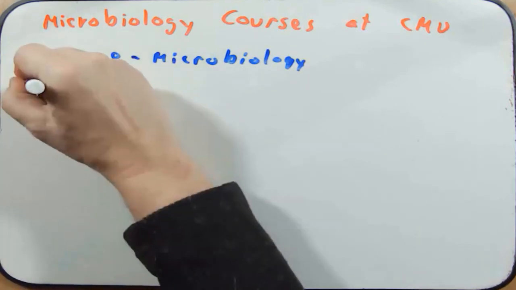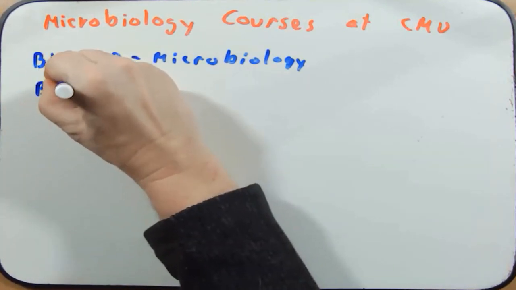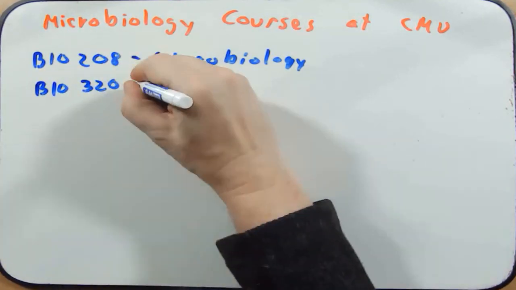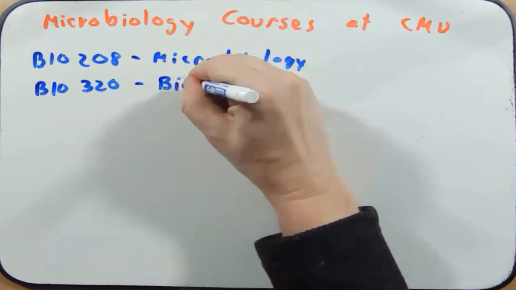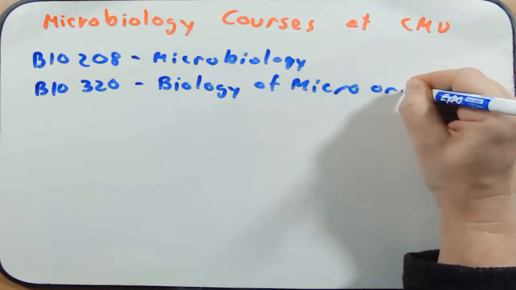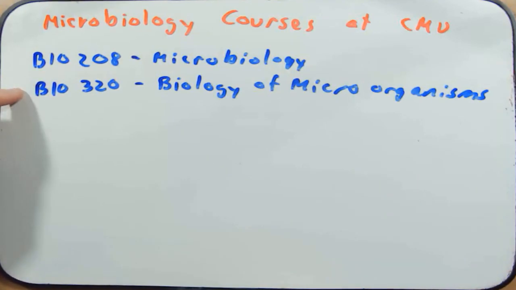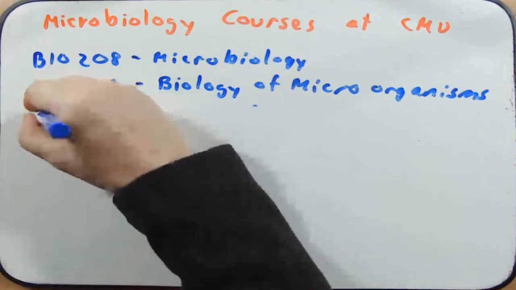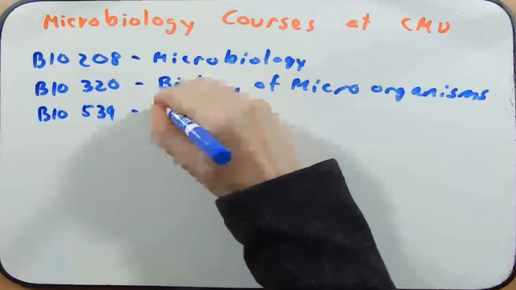The next course I want to mention to you is Biology 320, and this is called Biology of Microorganisms. Now, this is the microbiology course that you take if you're a biology major. So if you want to learn more about microbiology, once you're done with the 5 core courses of our program, then you can take Biology of Microorganisms. Biology 539. This course is called Virology.